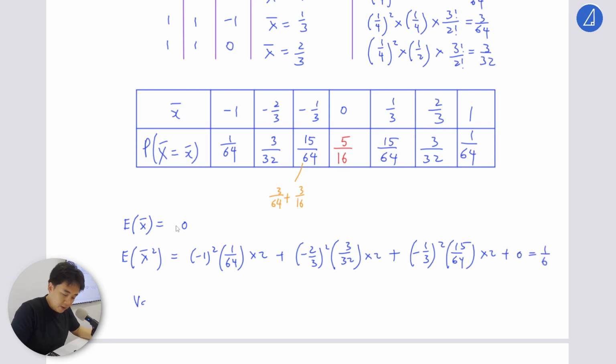Then the variance of x̄ will be E(x̄²) minus 0, which is 1/6.